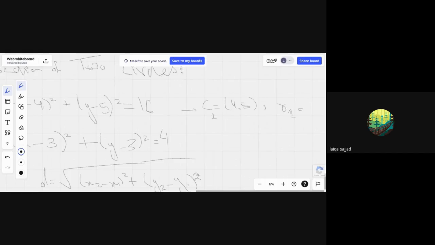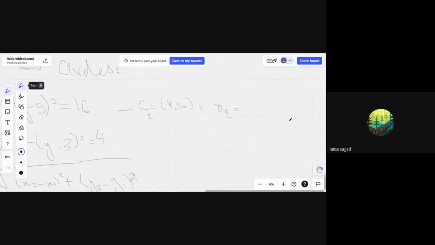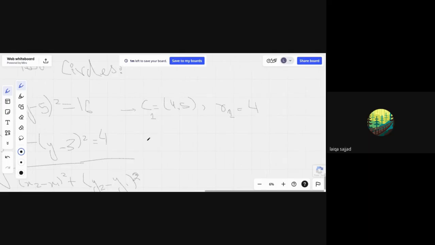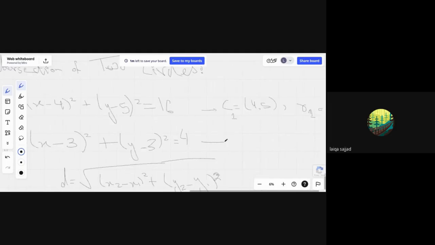You have to take the square root of 16. Yes, it will be 4. So center 1 has the coordinates 4 and 5, and radius 1 is 4. What about the second circle? It will be the central point.